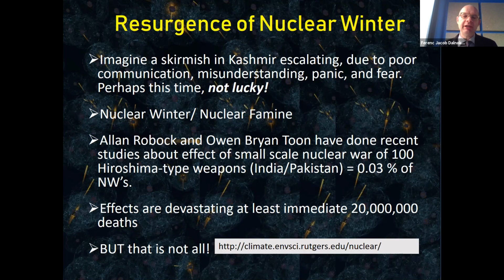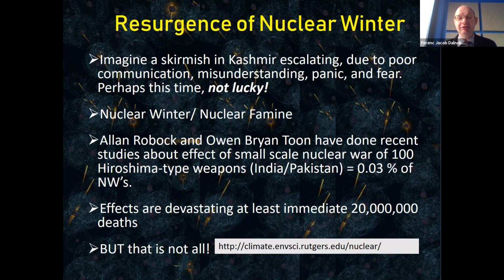And also, I should say that the computer programs they had at the time were not as good as they definitely are now. Well, since 2009, Alan Robock and Owen Brian Toon have done recent studies of small-scale nuclear war. This is a small-scale nuclear war between India and Pakistan of 100 Hiroshima-type nuclear weapons. That's only 0.03% of the nuclear weapons that exist on the planet. And the effects are devastating.